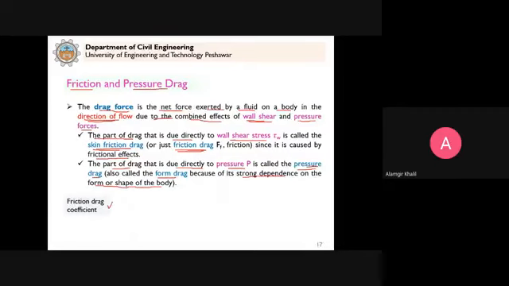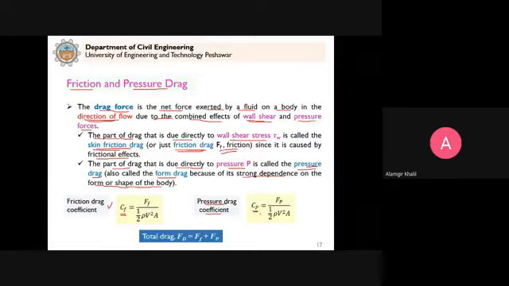So the friction drag coefficient is denoted by CF, and it will be equal to FF, the friction drag, divided by half rho V square into A. And the pressure drag coefficient will be Cp equal to Fp divided by half rho V square into A. And then the total drag will be Fd equal to Ff plus Fp, the friction drag force plus the pressure drag force. Clear?